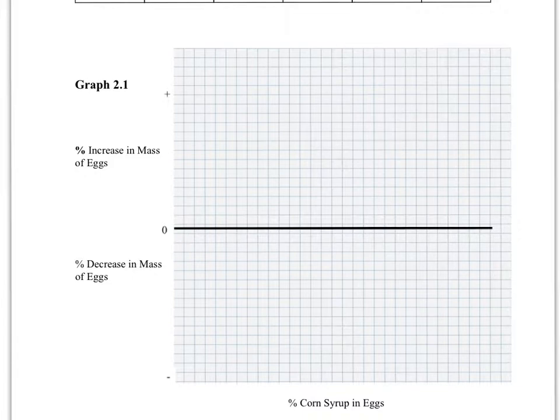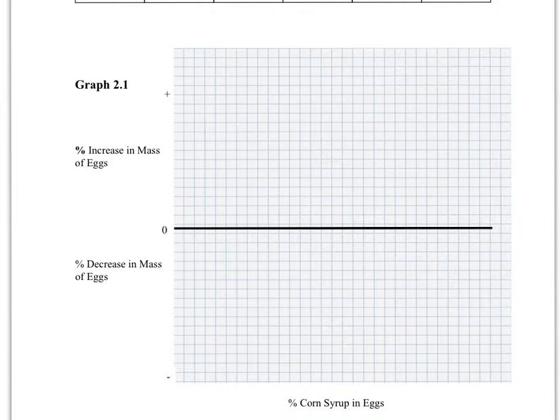This would be, it says corn syrup, I use sugar instead. The sugar concentration in which the mass of the egg does not change. To find this, draw the straight line on graph 2.1 that best fits your data. The point at which this line crosses the x-axis represents the concentration of corn syrup that is equal to the concentration of sugar within the egg. At this concentration, there's no net gain or loss of water from the tissue or the egg. Indicate the concentration of sucrose, that's the same as the sugar, in the space provided.